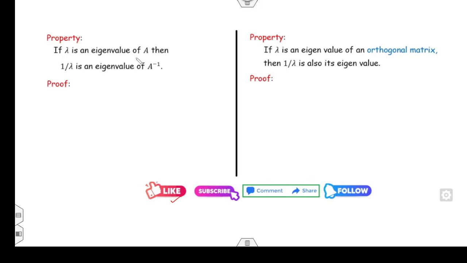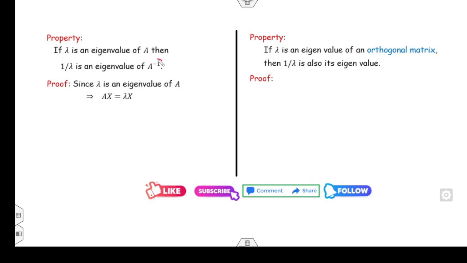Okay, if lambda is an eigenvalue of A, how can you find the eigenvalue of A inverse? That will be 1 over lambda. That is very simple. If I start with lambda being an eigenvalue of A, what does it imply? That means (A minus lambda I) x will be 0, or if you open this bracket, Ax is equal to lambda x.